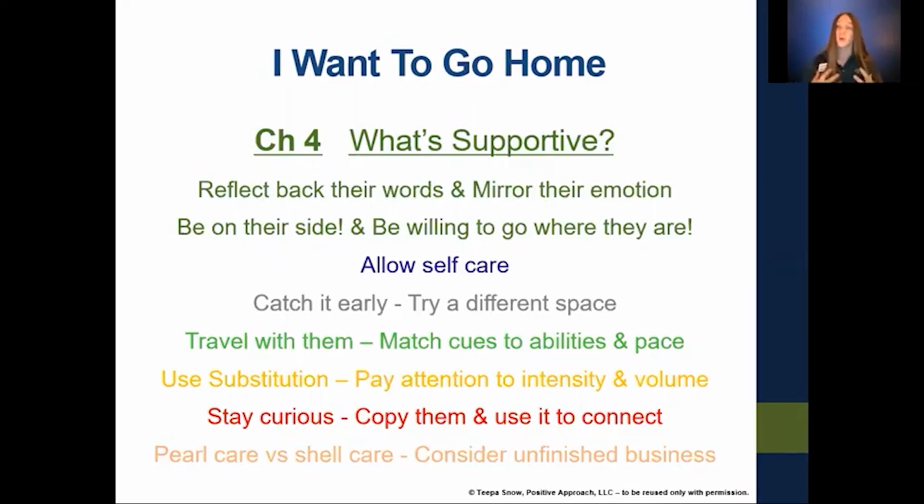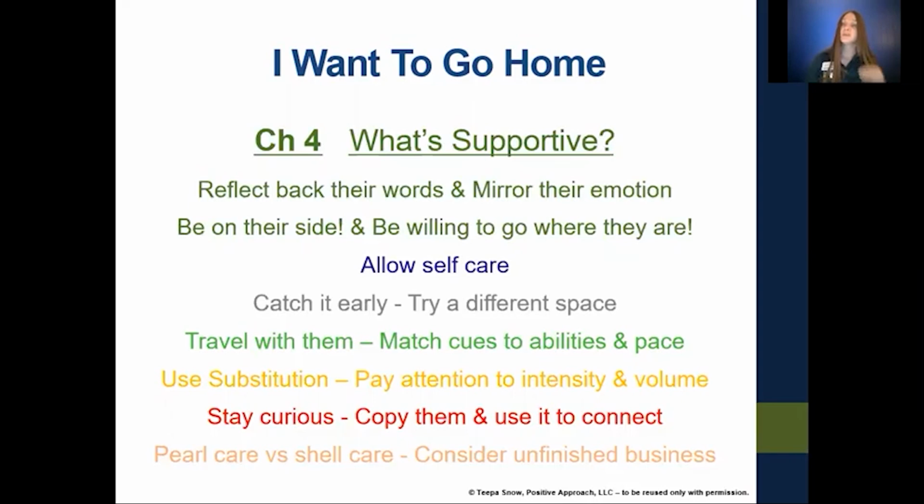We really want to mirror the emotion. Now, we do this pretty easily when someone is sad. We see value in empathizing. But when someone's upset, ooh boy, this one becomes a lot harder. But I'm telling you, we can get on their side and we can be upset about this thing together. I can champion this person, being on their side, being willing to go where they are for the relationship and to move this thing forward together. We want to allow self-care, catch it early if we can, try a different space, travel with them.